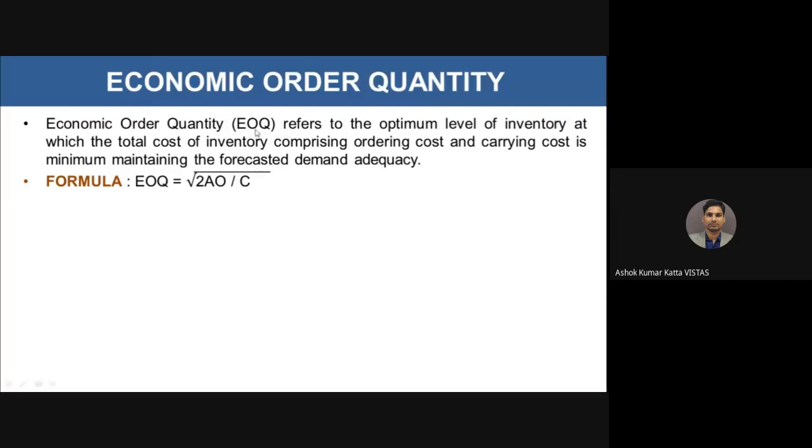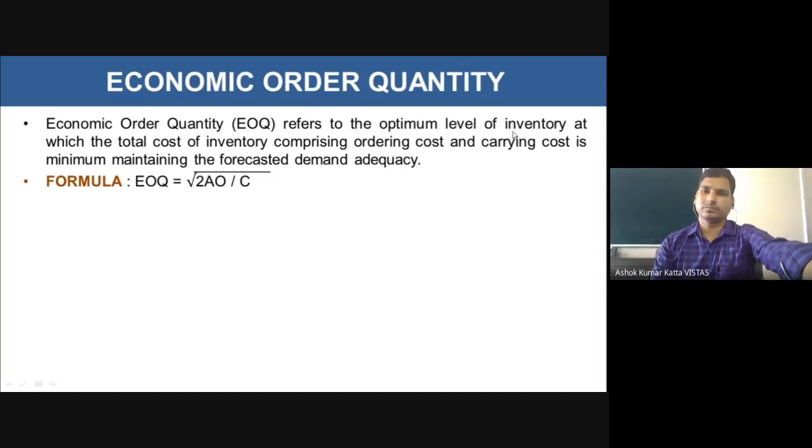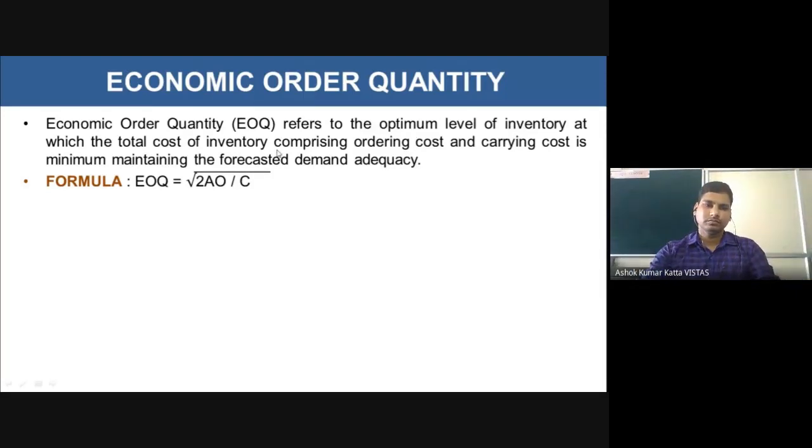So economic order quantity or EOQ refers to the optimum level of inventory at which the total cost of inventory, comprising ordering cost and carrying cost, is minimum, maintaining the forecasted demand adequacy. So there are things to keep in mind: economic order quantity is the optimum level of inventory. So we want to keep an optimum level of stock with us where the total cost of inventory, which involves ordering cost and carrying cost, which we already discussed, should be minimum. And minimum not in the sense that we are missing on the demand, but to maintain the forecasted demand adequacy. So demand should also be met, and we should minimize the total cost. That quantity which will help us do both these things will be economic order quantity.